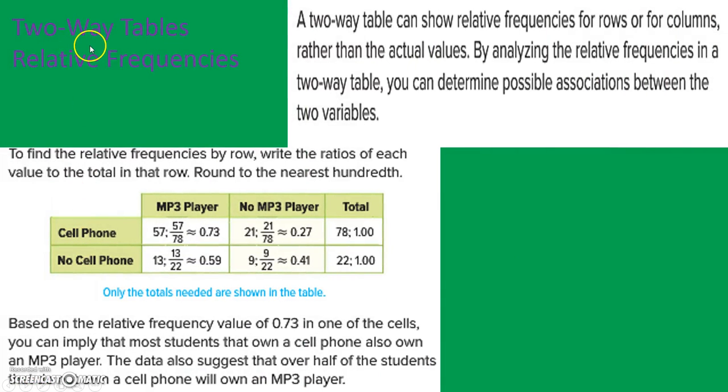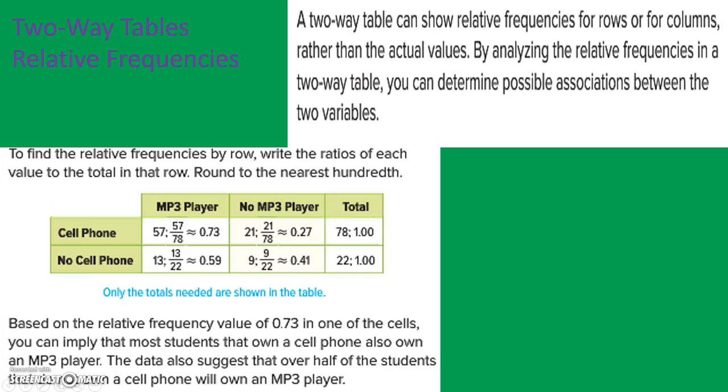So, for two-way tables, you also have relative frequency. A two-way table can show relative frequency for rows or for columns rather than actual values. By analyzing the relative frequencies in a two-way table, you can determine the possible associations between the two variables. For the one we just showed on the last slide, it has it here as well. You would put it into a fraction, 57 over the total of people who have MP3 players, and then you would get 0.73. You would do the same for the other ones, except for the number.